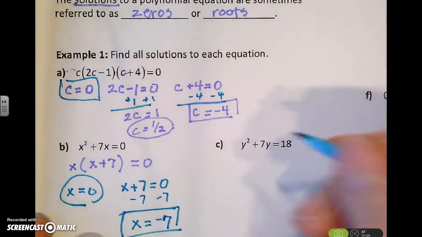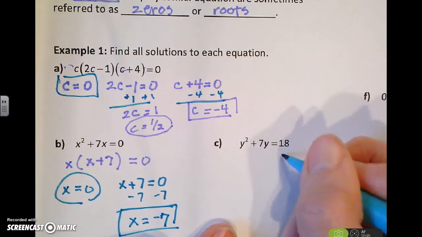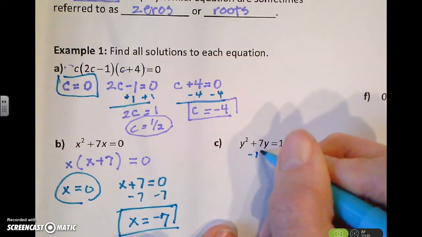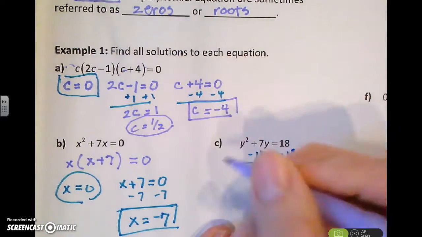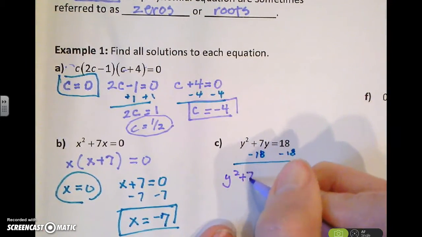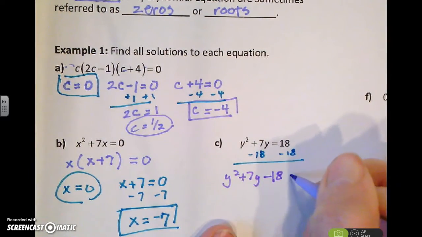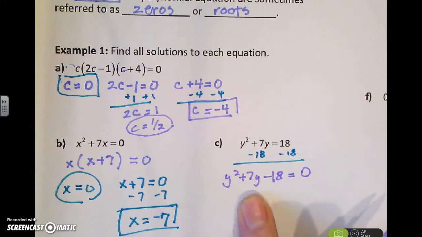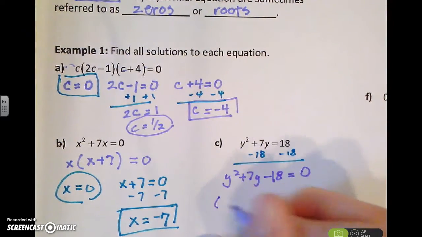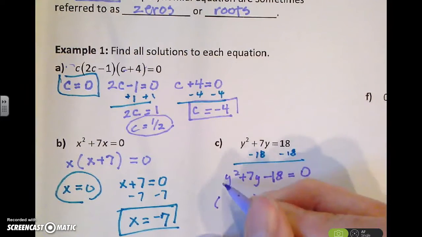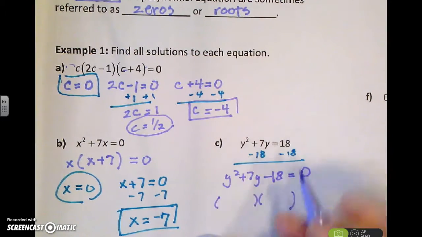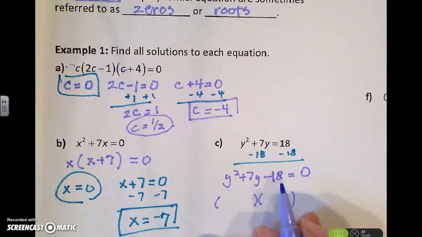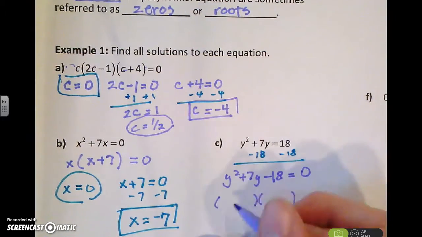C, this time I am going to have to move the 18 over, so I'm going to subtract 18 from both sides, and that's going to give me y squared plus 7y minus 18 is equal to, there's my 0. So now I'm ready to factor it. There is no GCF. I've got 3 terms, so that means I'm going to use the AC method. And because I do not have a coefficient here, I can do the short method. Two numbers that multiply to be -18 would be 9 and 2.